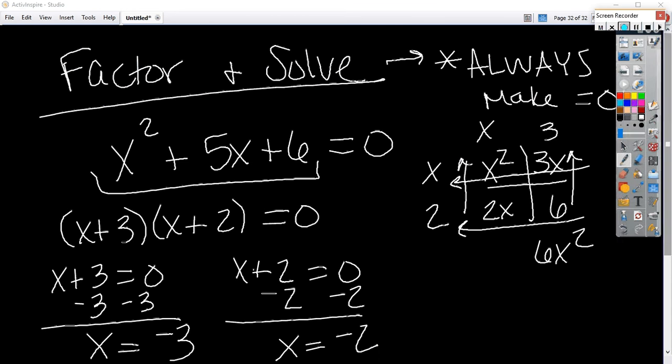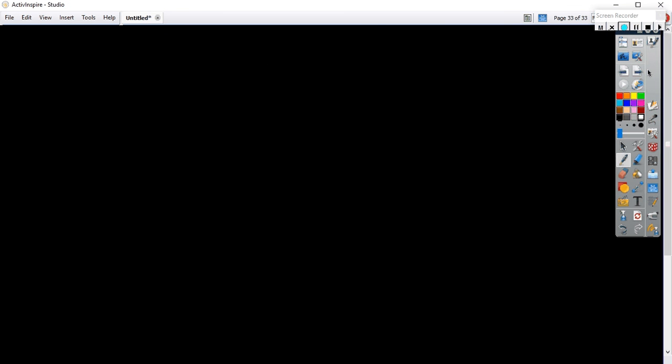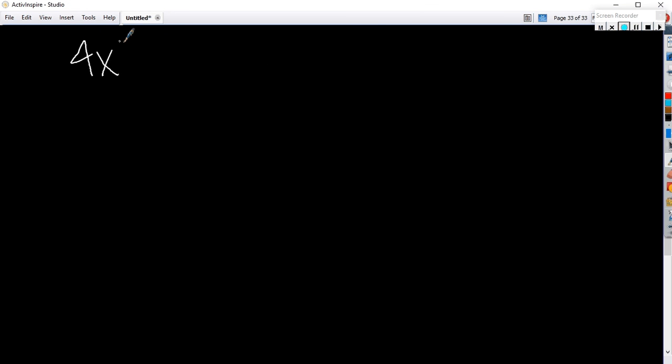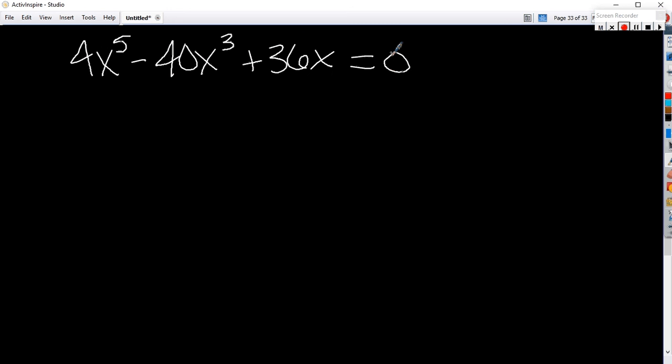So I think the easiest thing to do is to show you by example because we've factored so much. So let's look. 4x to the 5th minus 40x cubed plus 36x equals 0. This is new stuff, right? And it's not really new. We're going to approach it the same way, okay?